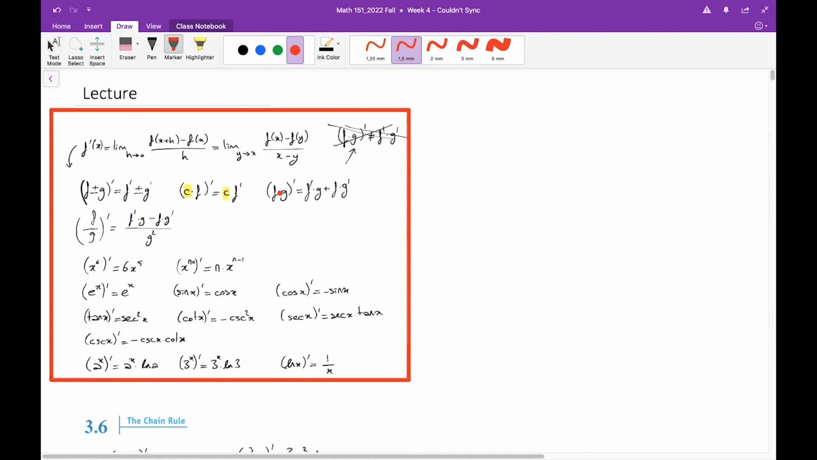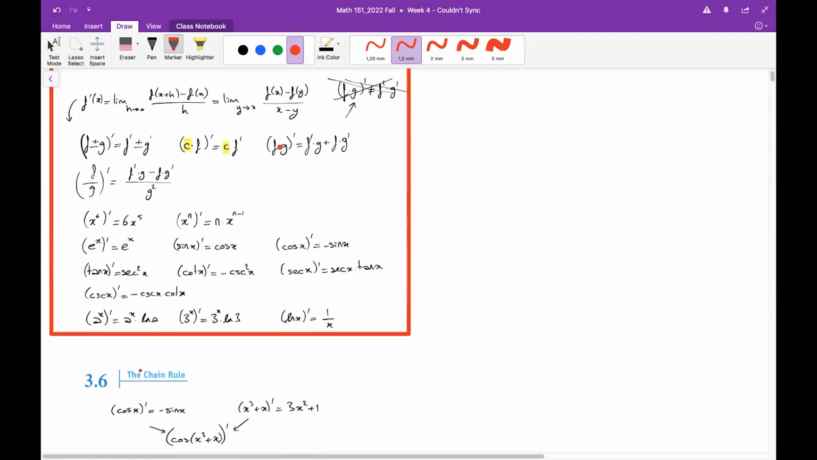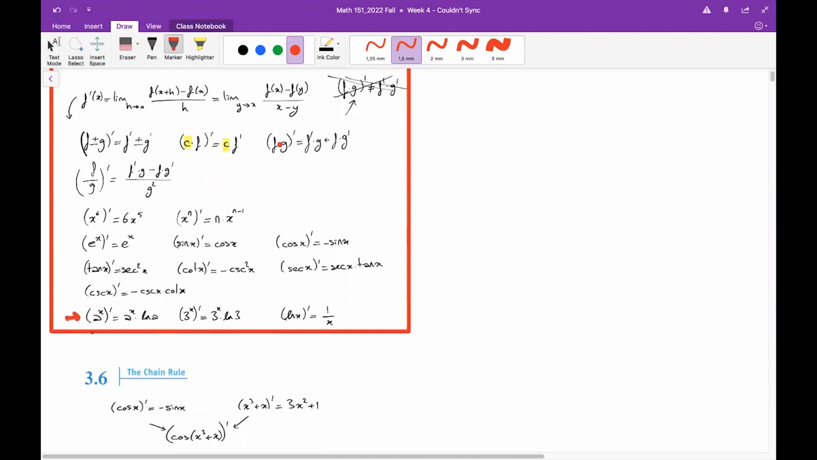For the power function, you take n down, you subtract 1 from the power. For the exponential function e to the power x, the derivative is itself. There are those rules about trigonometric functions. And also, I think this line is kind of new for us. We will be using it in the upcoming lecture.